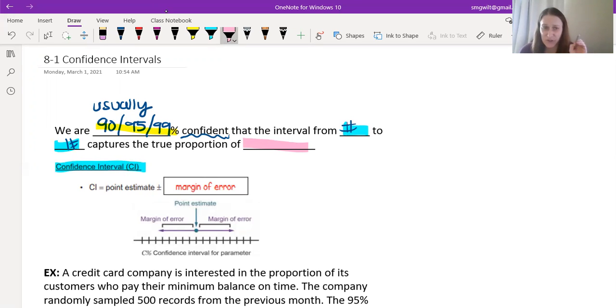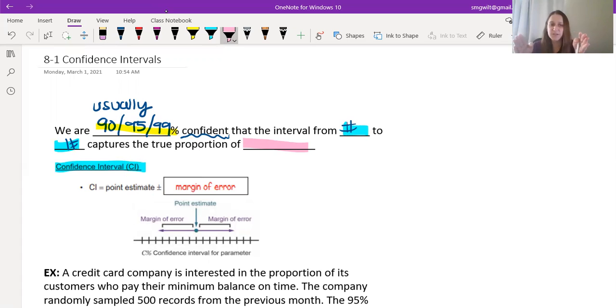So the calculation for this confidence interval is as follows. So we take the point estimate and we add or subtract the margin of error. So think about it kind of like the mean and one standard deviation. So it works that same way. So if I have an estimate of my sample proportion or my sample mean, that's my point estimate. And then my confidence interval is going to be that number plus or minus the margin of error.